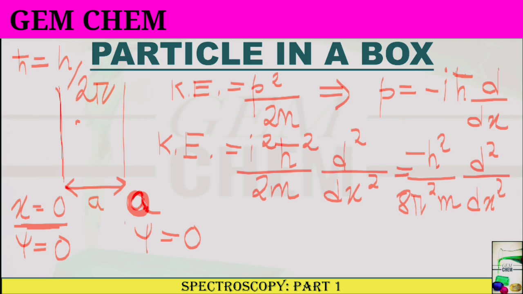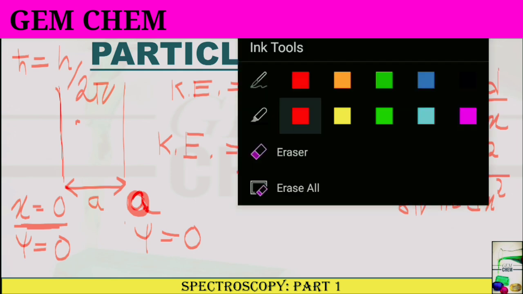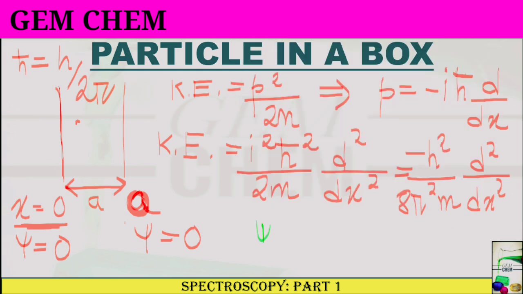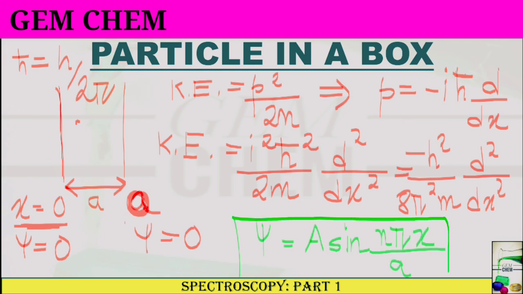So xi can simply be expressed by a mathematical sine function, and a glimpse of the expression of a wave was already obtained in the previous slides. So my expression for xi will be equal to a sine n pi x by a. How many cycles, we don't know. As a result, we are writing it as n pi.